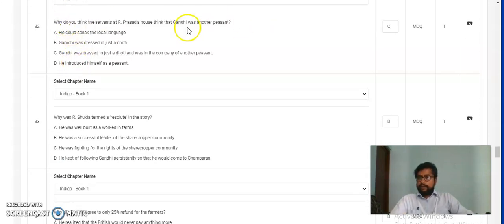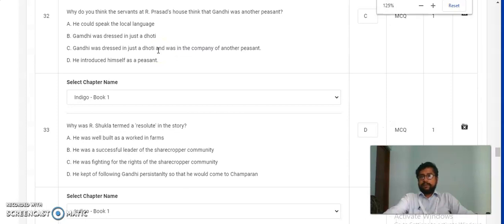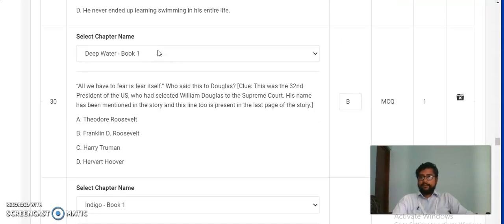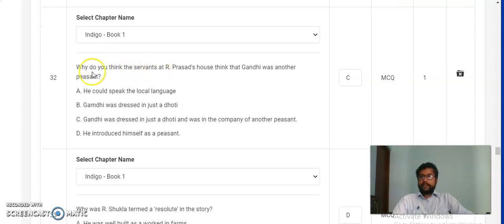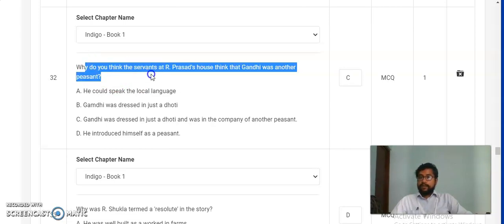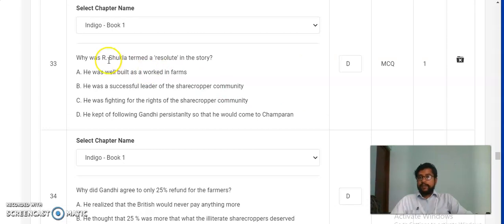Why do you think the servants of R. Prasad's house think that Gandhi was another peasant? That is obviously because of the way Gandhi dressed. I have zoomed in actually, so that you can get a better view of the letters. Servants of Prasad house, because of option C, he was dressed in the way he did. Why he was termed resolute, option D.